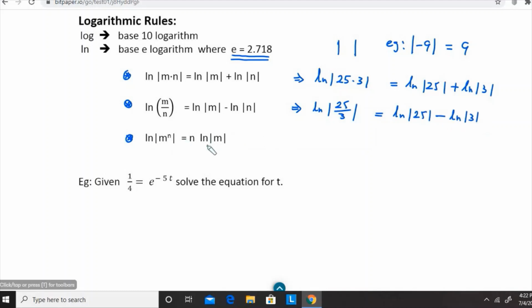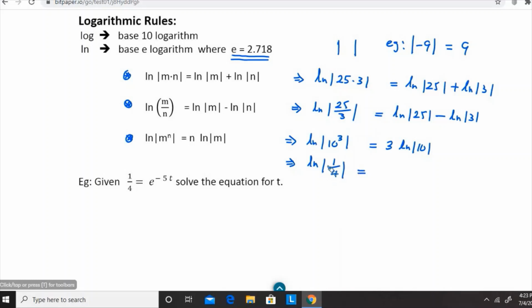Now this one, the power rule, is a very important one. So let's say you have ln of 10 raised to the power 3, then this can be simply expressed as 3 times ln 10.